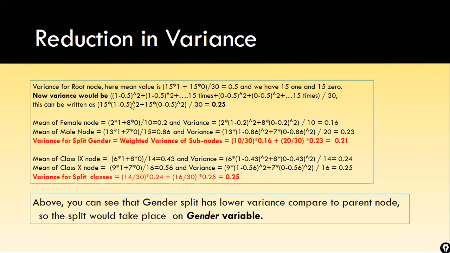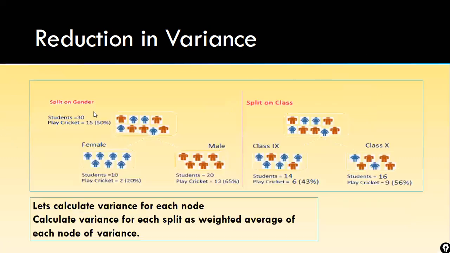Sorry, this is the mean value. Next, we need to compute the variance. You remember variance, right? You need to subtract the mean from each and every value: 15 times (1 minus 0.5) squared plus 15 times (0 minus 0.5) squared, divided by 30. You will get 0.25. This is the variance at the root node. Remember this.